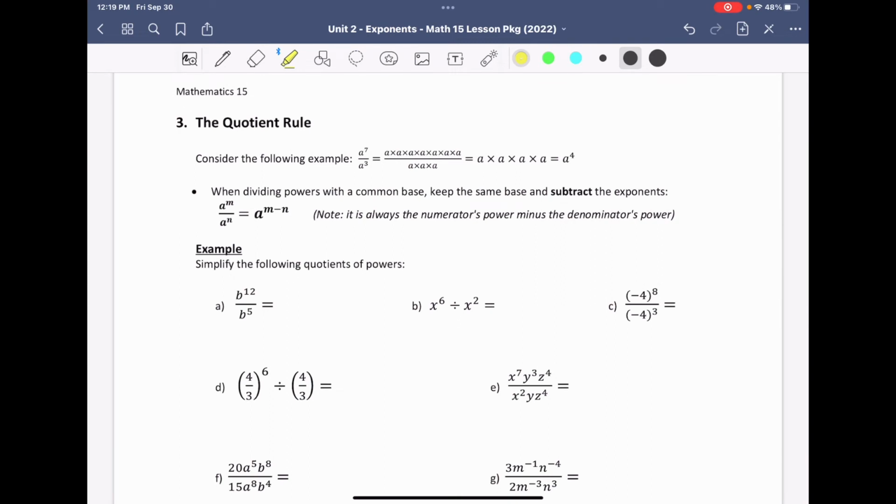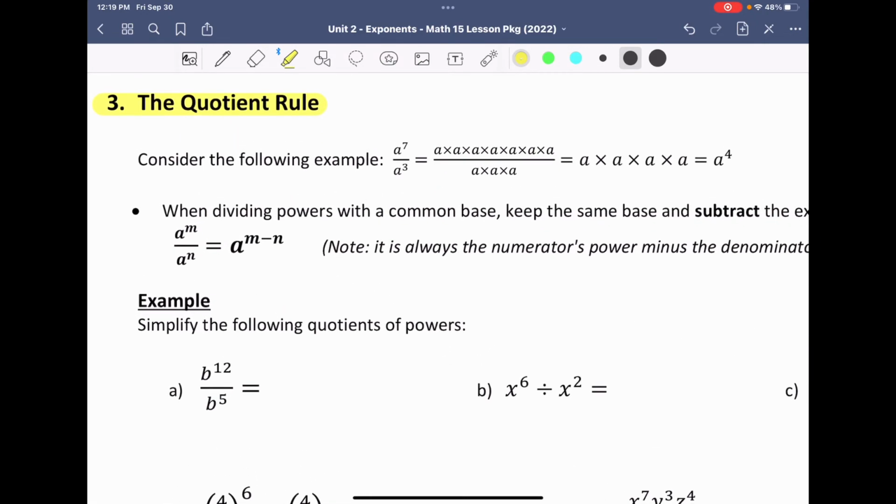Now, in contrast, we have what we call the quotient rule. If the product rule is when we have two bases that are common and we're multiplying them and we add their exponents, then what happens when we divide two things with a common base with different exponents? So let's consider the following example. If I have a to the 7 over a cubed, well, just as we've done with the product rule, we can expand this out as the 7 is representative of 7 a's multiplied together. Similarly, in my denominator, I have 3 a's being multiplied together. Well, how many are the same in the numerator and denominator?